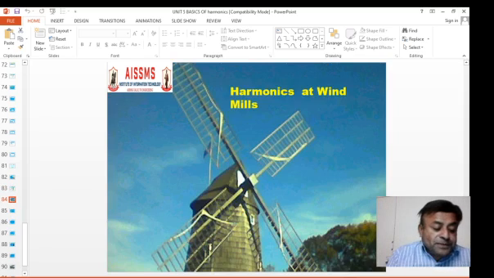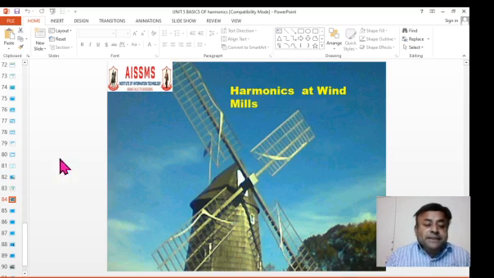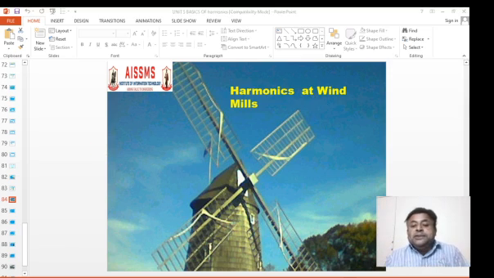Coming to windmill also, which is not an EHV part, but it is coming under renewable energy sources or non-conventional energy sources. In Maharashtra, there is a wind generation of more than, I think, when I was there in Satara, it was more than 3000 megawatt. Now, it has been about 4000 megawatt.